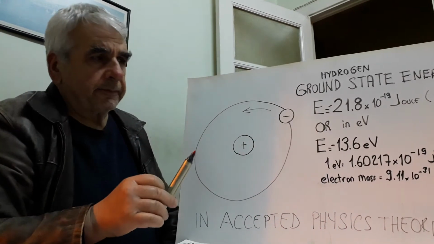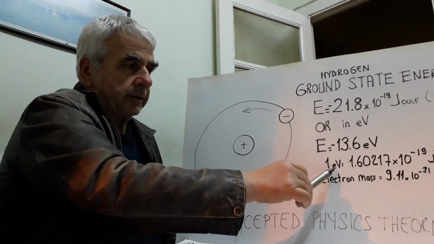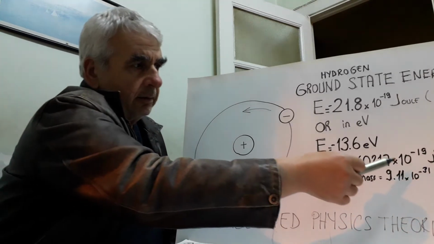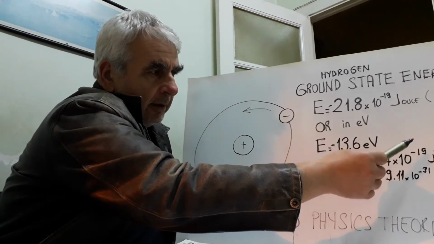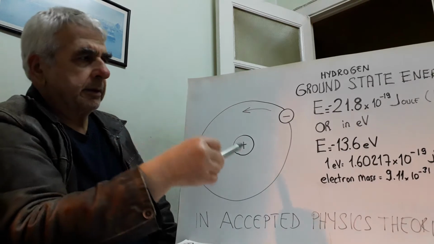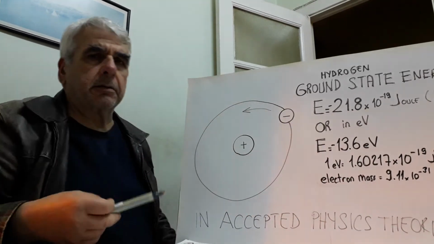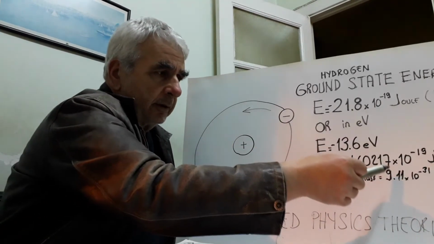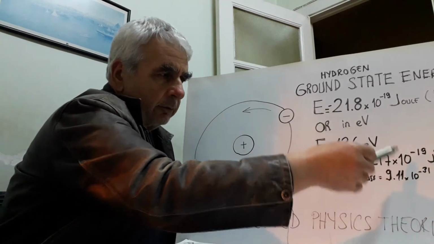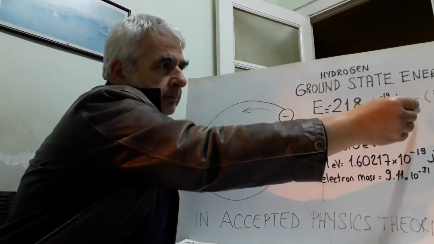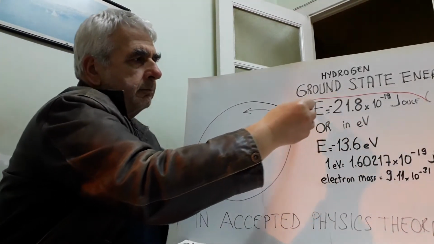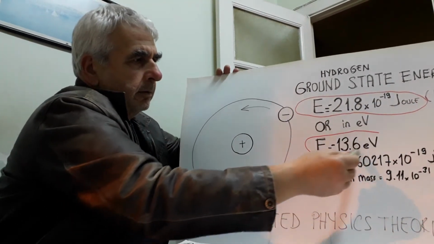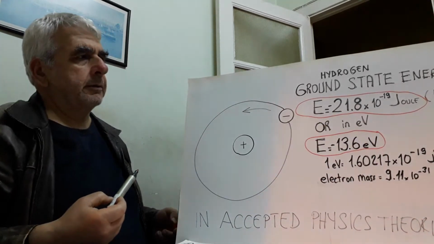And in accepted physics, 1 eV, 1 electron volt, is equal to approximately 1.6 10 to the minus 19 joule. And electron mass is constant in accepted physics, 9.11 10 to the minus 31 kilogram, or in joule. Okay.